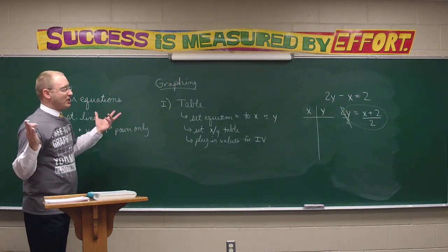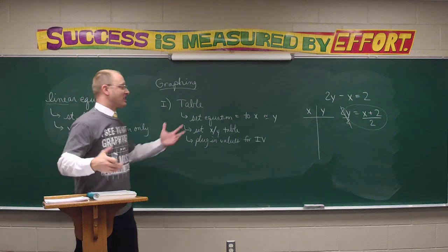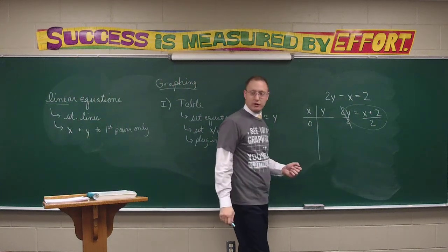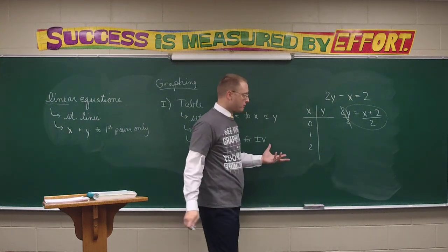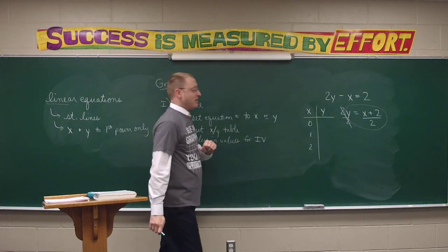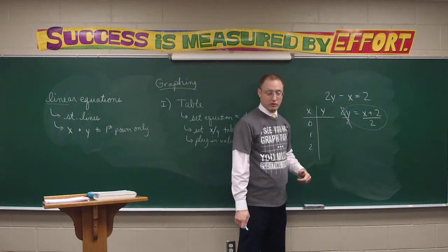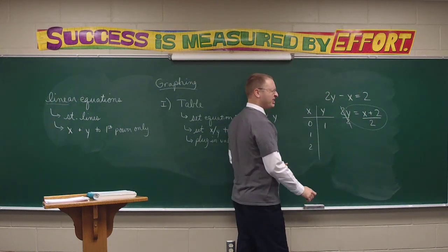So we think of some random, easy numbers to plug in for x. What's a nice, easy number we might plug in for x, class? 0. What's another number we might plug in for x? 1. Maybe another number? 2. Easy, right? So then we actually plug them in. 0 goes in for x. Well, 0 plus 2, class, divided by 2? Plug in a 1. 1 plus 2, divided by 2?